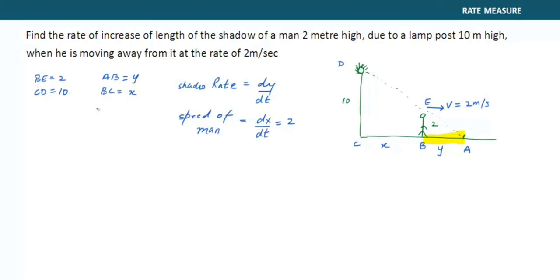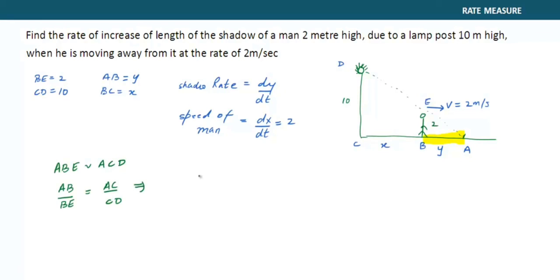Okay, and since there are two particular triangles here, obviously the hint is that we will be using similar triangles for this particular concept. So we know that by similar triangles, which triangles will be similar? Let's say triangle ABE will be similar to triangle ACD. So then I can say AB by BE will be equal to the ratio AC by CD.